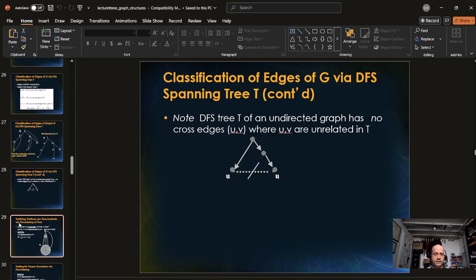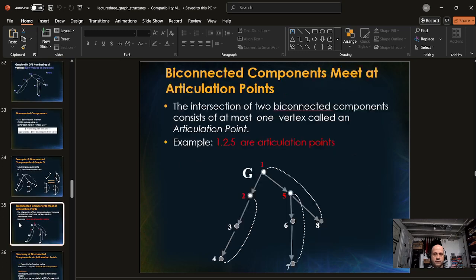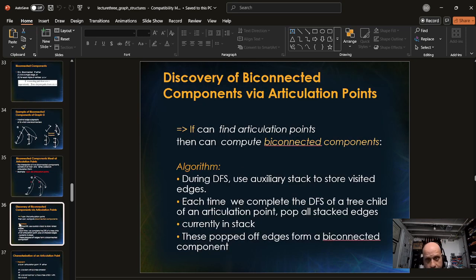Where the back edge is connected to, right? So I know there's a couple of separate terminologies for this. So the associated data paths, that's going to be demonstrated in this case as the articulation points. Discovery of bi-connected components via articulation points.